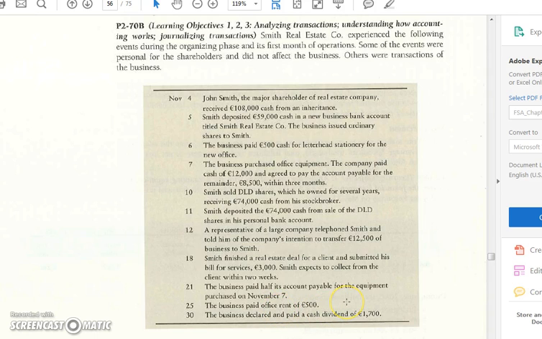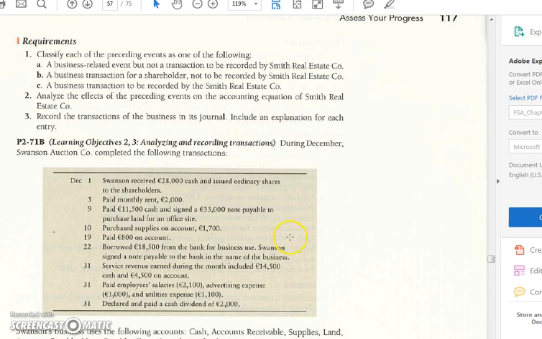The business paid office rent of 500 euros. So that sounds like a rent expense of 500, which is debited and taken out of cash, so credit cash 500. The business declared and paid a cash dividend of 1,700 euros. So it was taken out of cash. Cash went down, that's a credit, and then the dividends were debited. All right, that's nice.